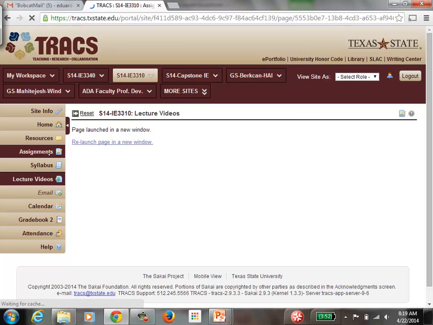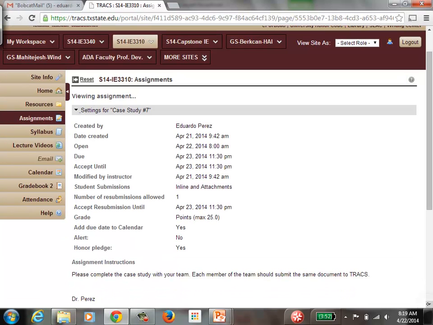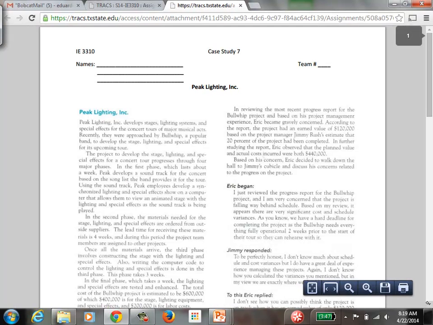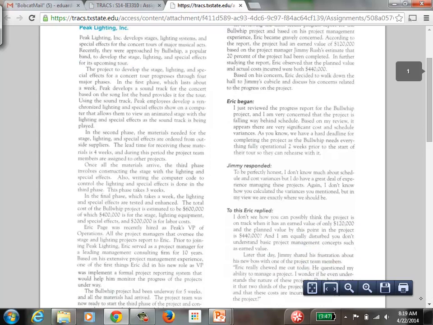So if you go to tracks, you'll find the last case study for this semester, which is case study number 7. And as I mentioned, this is going to be a short case study. You will see that this is going to be asking you to compute some of the ratios that we discussed in the last two lectures. And based on those ratios and the description of the case, you're going to be answering some questions. So the questions are going to be answered based on our discussion on the material.